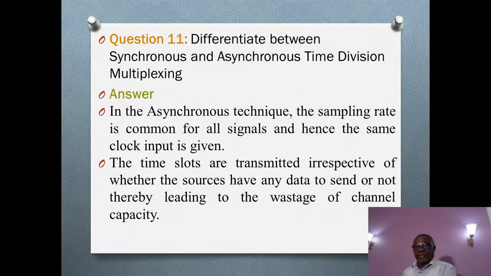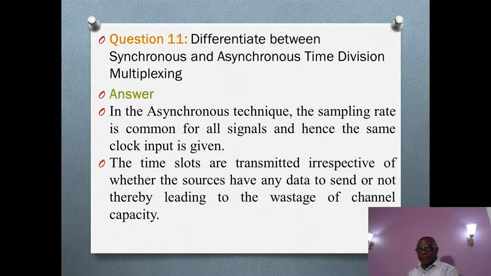Question 11. Differentiate between synchronous and asynchronous time division multiplexing. In the synchronous technique, the sampling rate is common for all signals, and hence the same clock input is given. The time slots are transmitted irrespective of whether the sources have any data to send or not, thereby leading to the wastage of channel capacity.